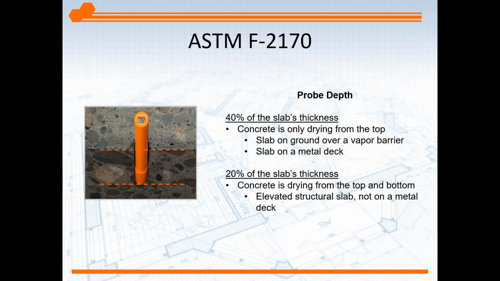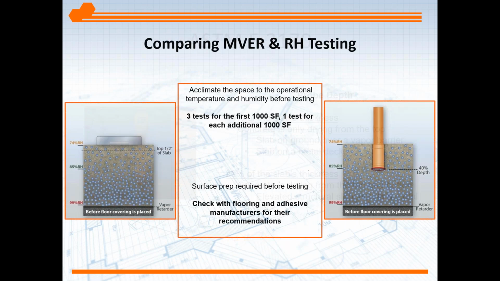In the case of the RH test, the probe depth is specified as we see here. If the slab is drying from the top, they want the probe to be placed deeper than when the slab is drying from both top and bottom, so the depth of the probe as well as distribution, the number of probes, is very important, and that's clearly stated or described in the ASTM standard.